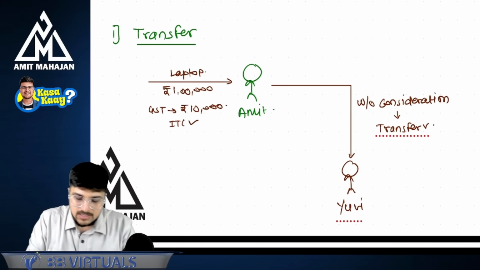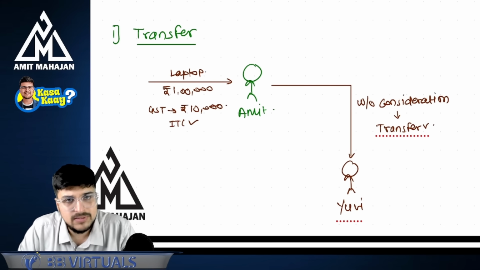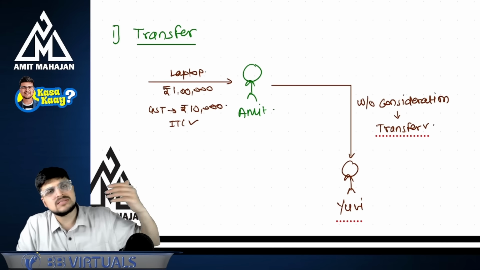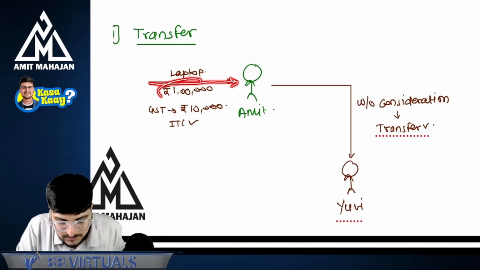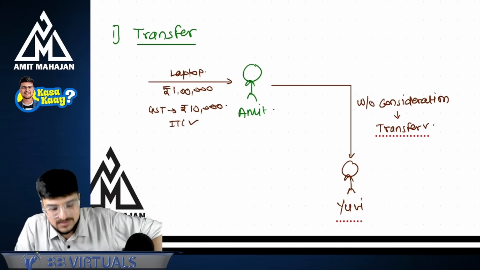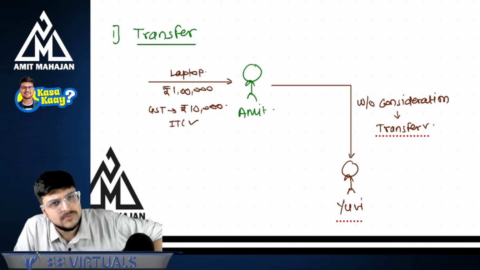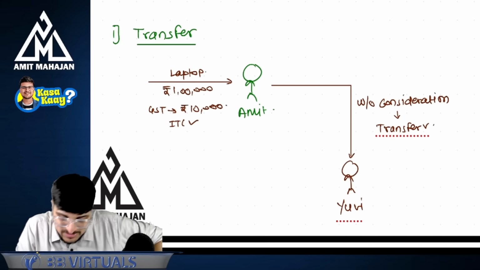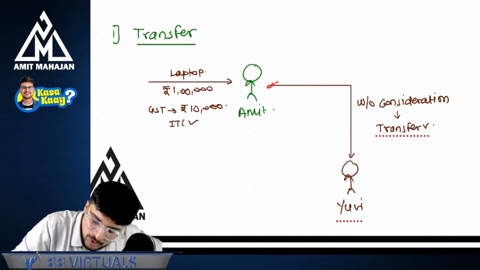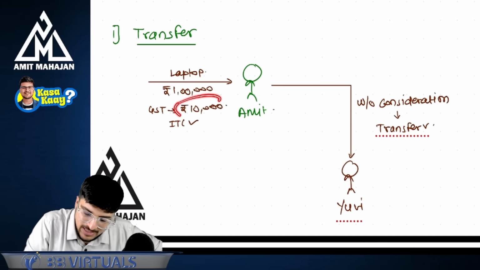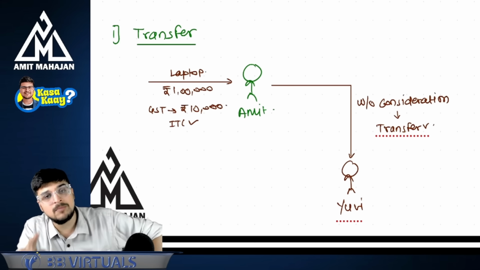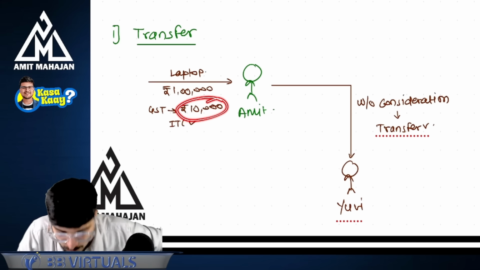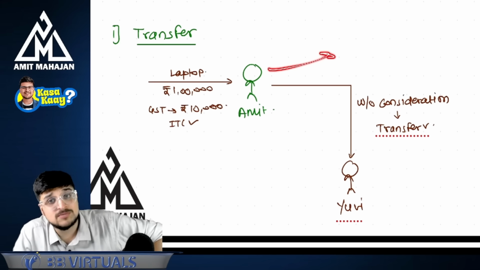See here. There is one person, Amit. Amit is in the business of teaching, right? Teaching profession. Amit bought a laptop worth 1 lakh and he paid a GST of 10,000 rupees on that particular laptop. Assuming the rate is 10%, better for the calculation purpose. Okay. Now the question is, if Amit is going to use that laptop for his business purpose, can I say Amit can claim the ITC of 10,000, everyone? Can Amit claim the ITC of 10,000? 100% yes, Amit can claim the ITC of 10,000 rupees. But he should use it for his business purpose.